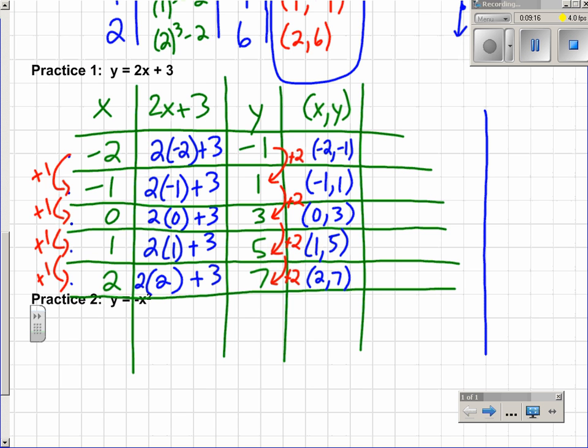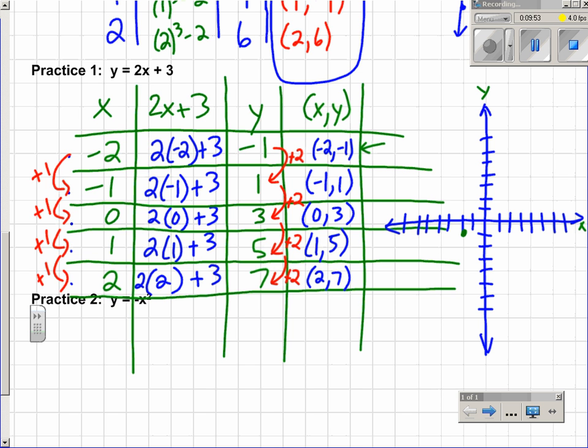I'm going to set up a coordinate plane here. Hopefully yours will look better than mine is. And I'm just going to go a couple. All right, so the first point that we have to graph is negative 2, negative 1. So I find negative 2 on the x, which is right there. And then I go down to negative 1 on the y. So that point is there.